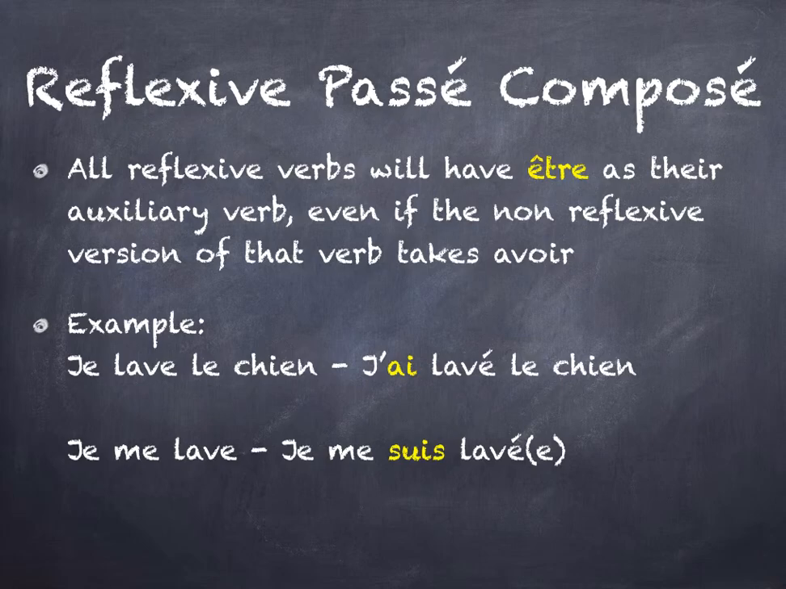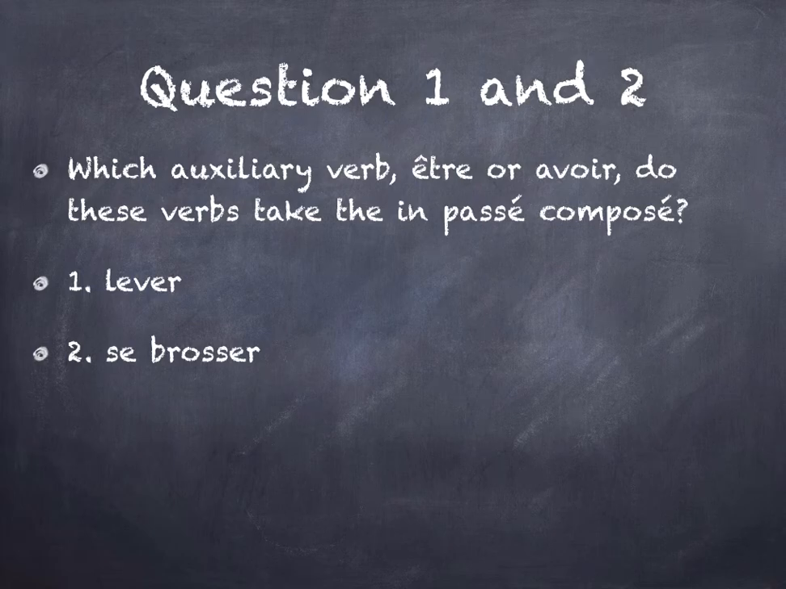If I want to say I washed myself, je me lave, I am washing myself. Because this is reflexive, now I have to use être. So instead of saying j'ai lavé, I'm going to say je me suis lavé. So questions 1 and 2. Which auxiliary verb, être or avoir, do these verbs take in the passé composé? So 1, lever, and 2, se brosser.